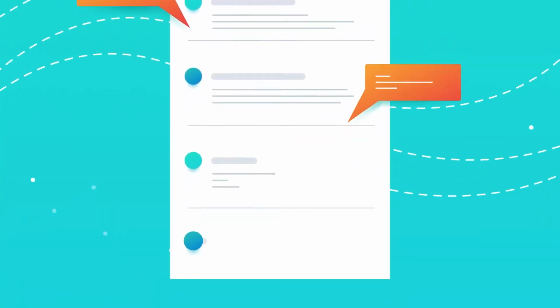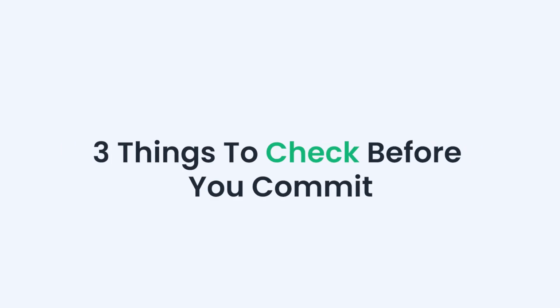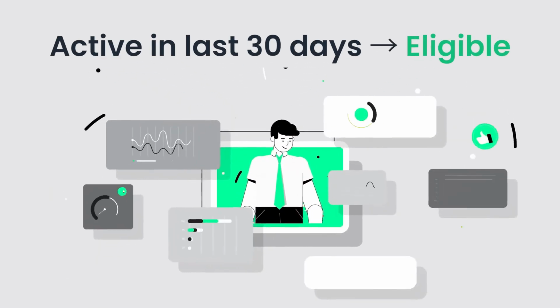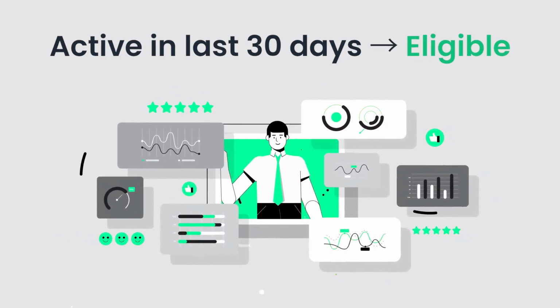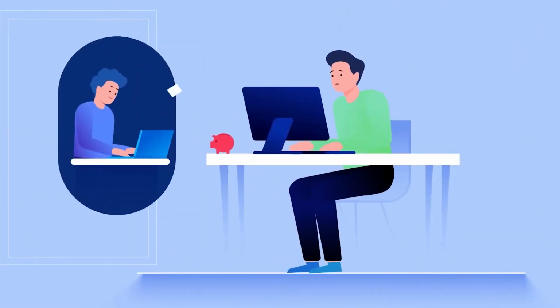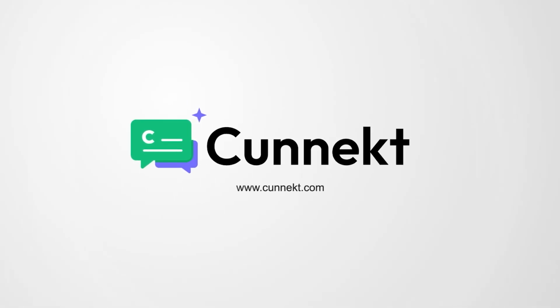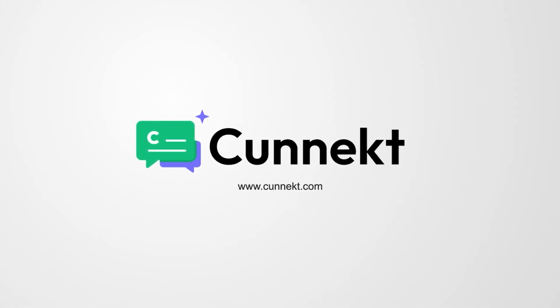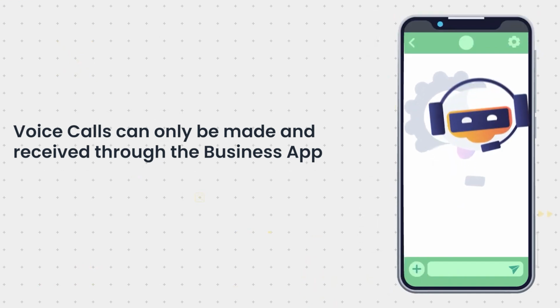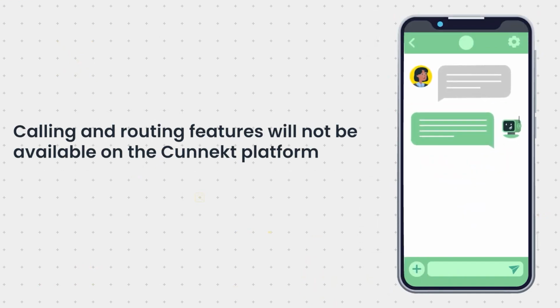Now let's discuss the limitations when using Coexistence. Here are 3 you need to know before choosing it. First, your number must have been active on the Business app in the last 30 days. Secondly, broadcast lists will be disabled. Existing broadcast lists will become read-only. You will have to use Cunnekt to broadcast to new audiences. Voice calls can only be made and received through the Business app, so multi-agent calling and routing features will not be available on the Cunnekt platform.